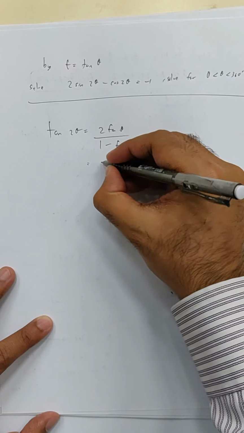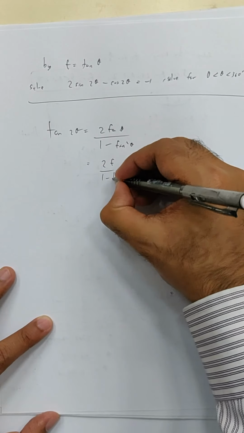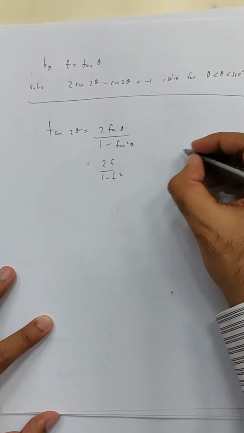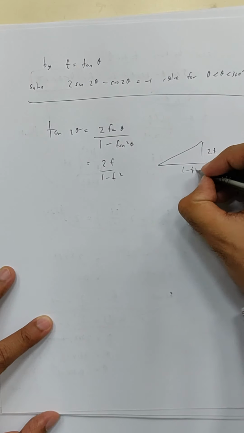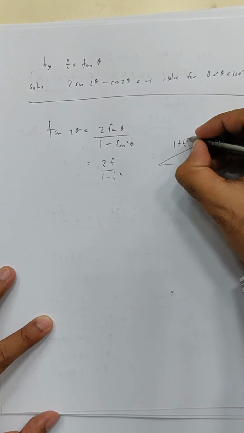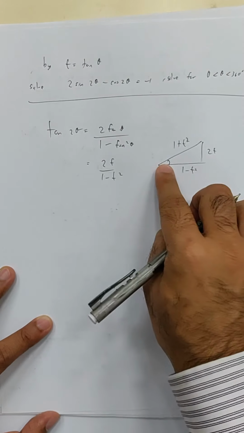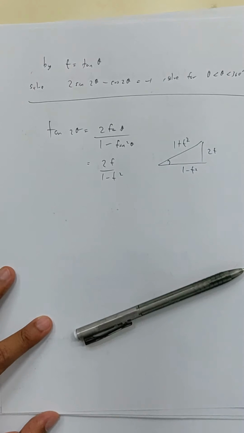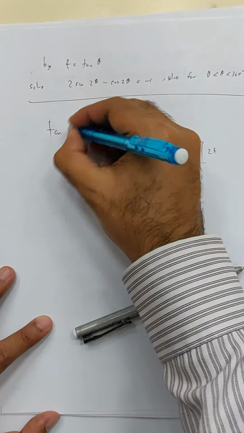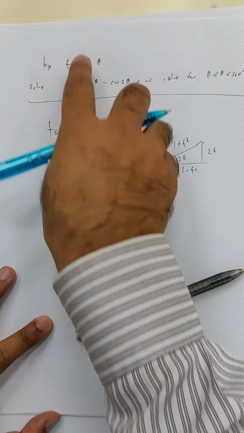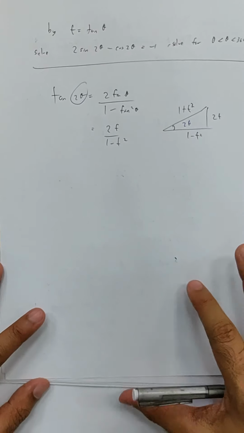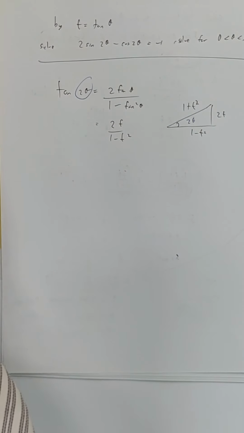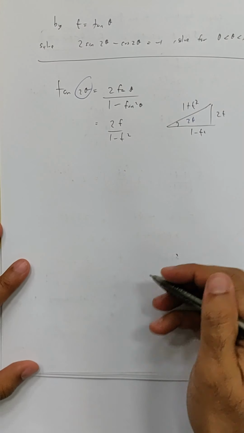And simply sub them in: 2t over 1 minus t squared, and draw the triangle: 2t, 1 minus t squared, 1 plus t squared. What about the angle here? 2 theta. It's the same as this one, not this one here. So right now 2 sine 2 theta, this is easy. I'll go very quickly with you. The methods are the same.